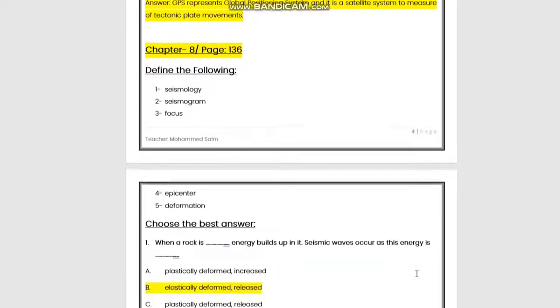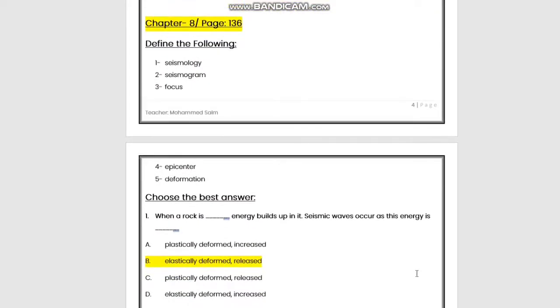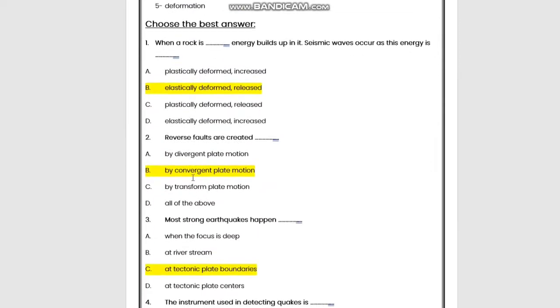Next chapter is chapter 8, which is about earthquakes. On page 136, define the following. As I told you, you only have to know these definitions inside this chapter: seismology, seismogram, focus, epicenter, and deformation. Next question, choose the best answer. When a rock is stressed, energy builds up in it. Seismic waves occur as this energy is, of course, elastically deformed and released. This one is the best answer for it.